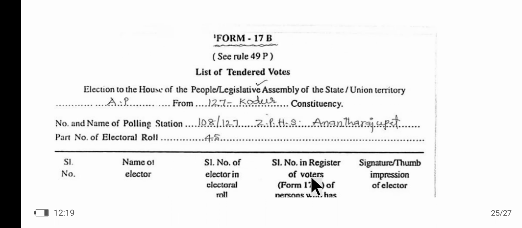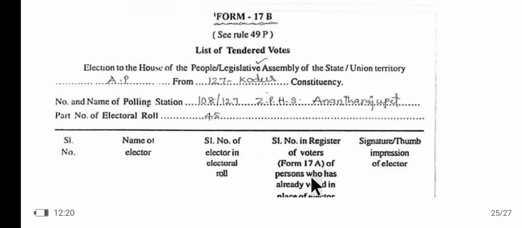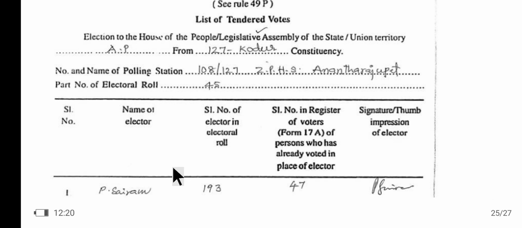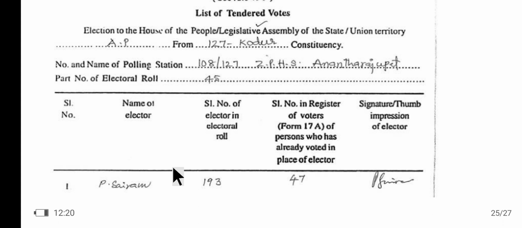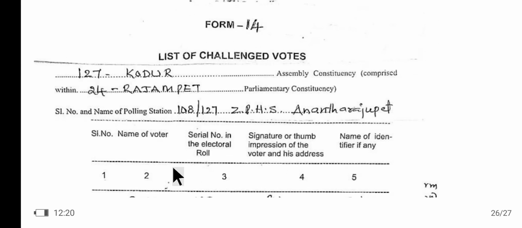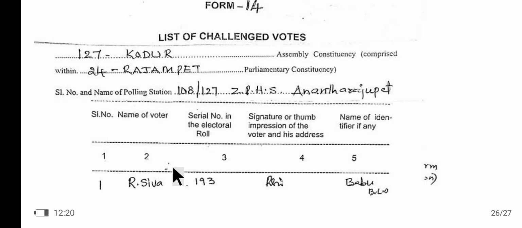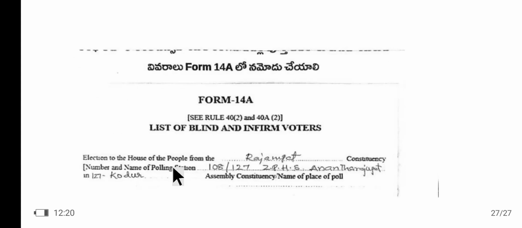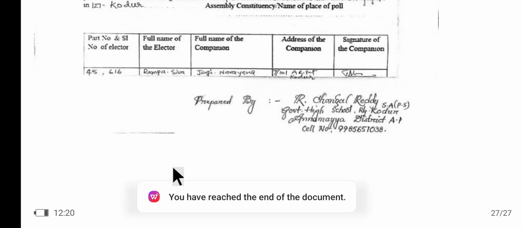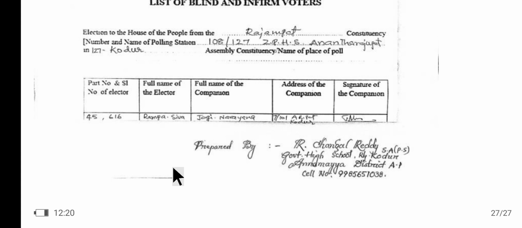Then moving on to Form 17B, list of tendered votes. Here fill in the name of the elector, the serial number of the elector in the electoral roll, and the serial number of the register of votes. This tendered vote should be filled in if any such case arises. Then Form 14 includes the list of challenged votes, followed by Form 14A, which includes the list of blind or infirm voters. This is the information regarding the various annexures and forms to be submitted and filled in properly by the presiding officers.